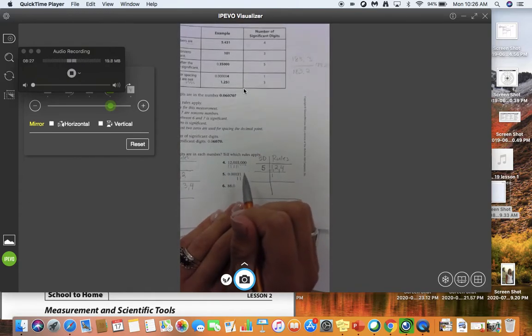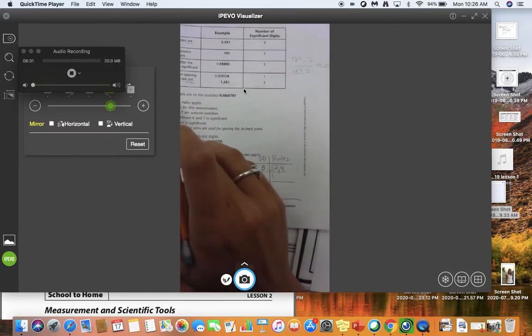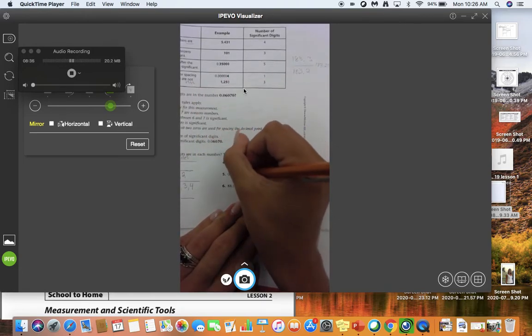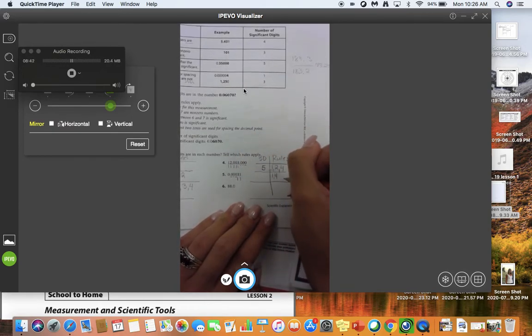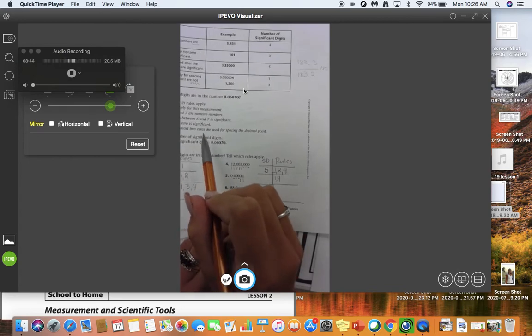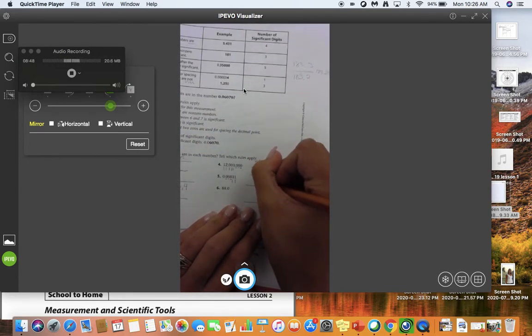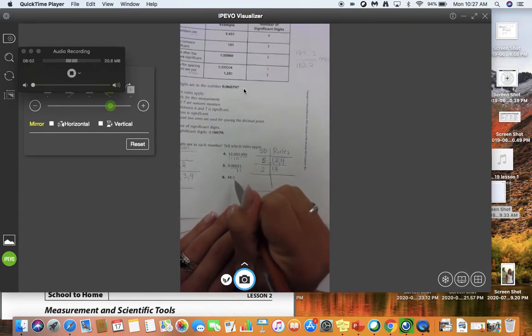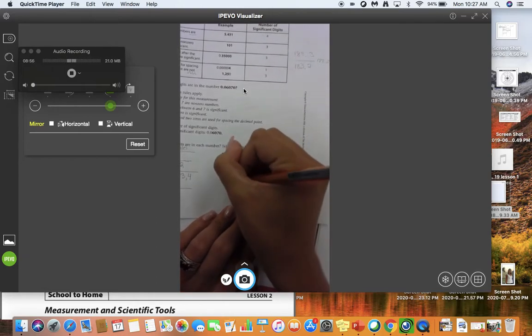Rule 3, final zeros used after the decimal point are significant. Well, these zeros come after the decimal point, but they're not final because I have digits on this side. So I'm not going to use rule 3. Rule 4, zeros used only for spacing the decimal point are not significant. This is used for spacing, this is used for spacing, and this one is used for spacing. So I do use rule 4, but they're not significant. Remember, that's what the rule says. So I have 2 significant digits, and I use rules 1 and 4.